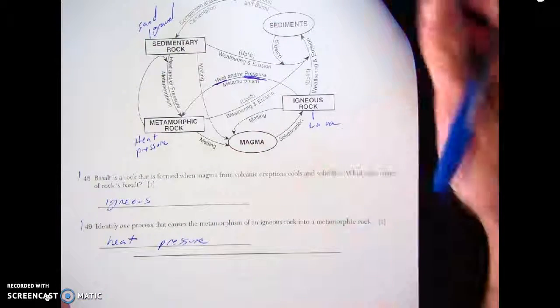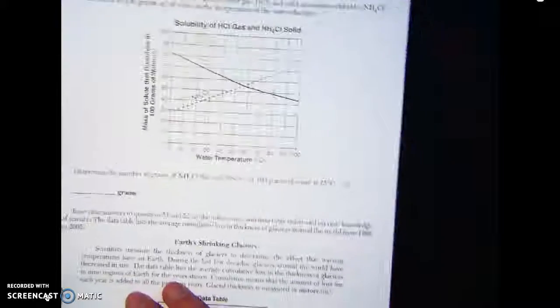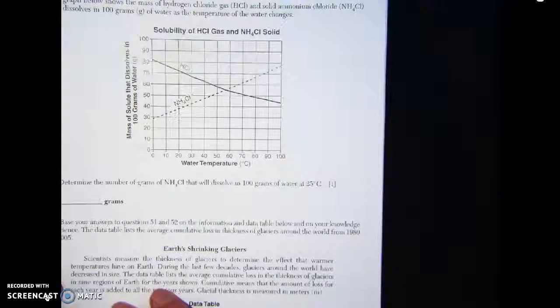Those are both 1 point questions. Most of the questions on the test are 1 point. Occasionally there are some 2 point questions.